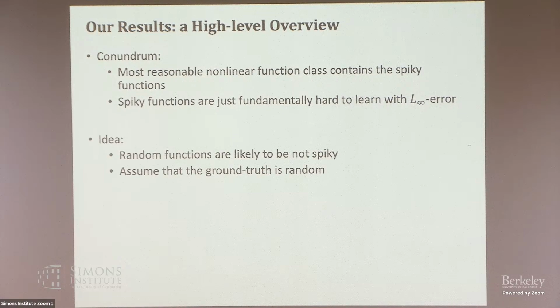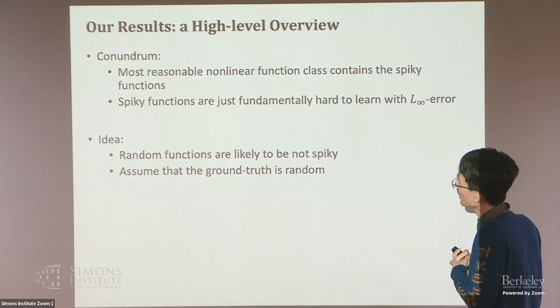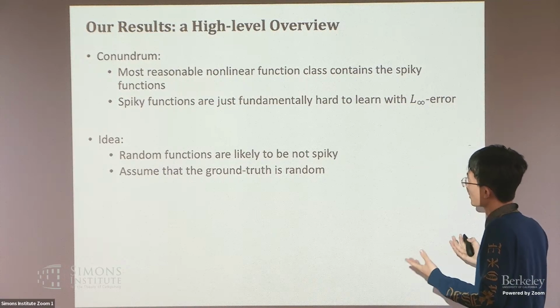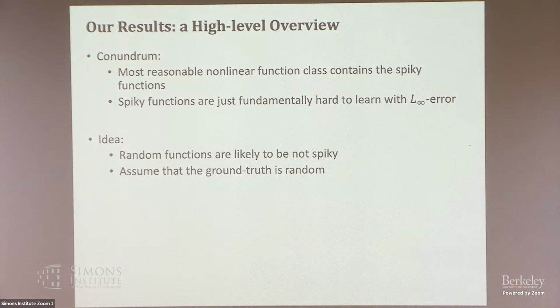And the idea we had, again, it's only a small step towards something, hopefully something bigger. We think that random functions are likely to be not spiky. But of course, the tricky thing is how do you define a random function? We assume the ground truth is random, but how do you define a random function is the most tricky thing here.